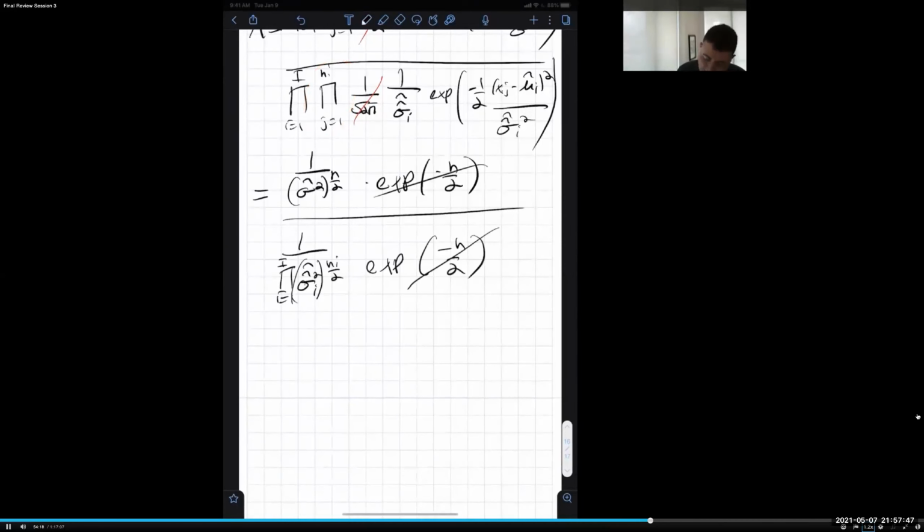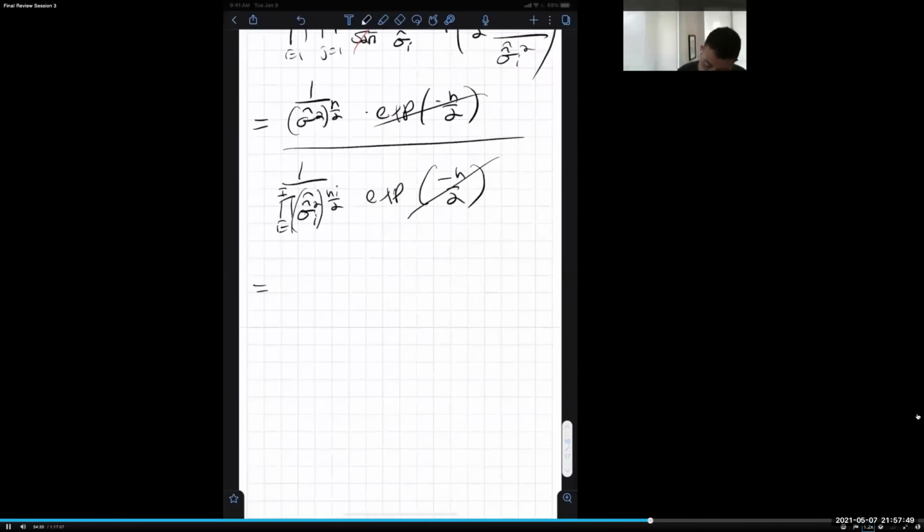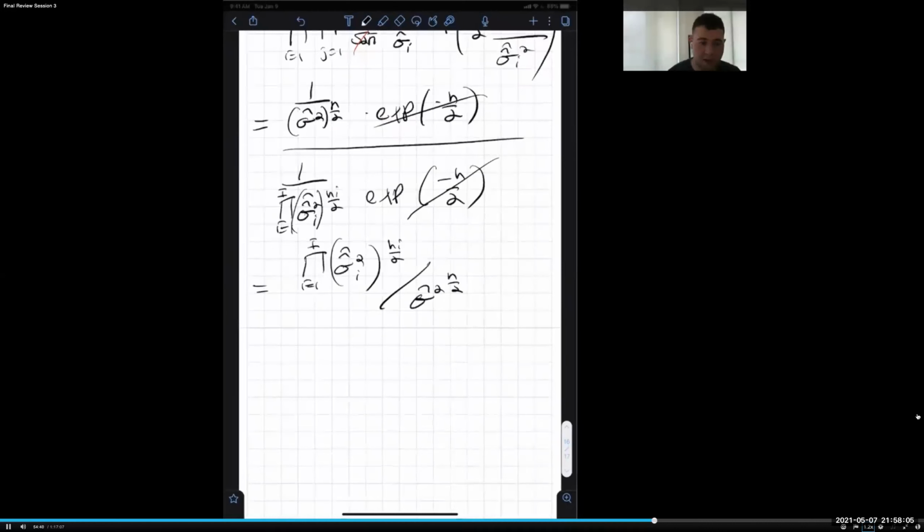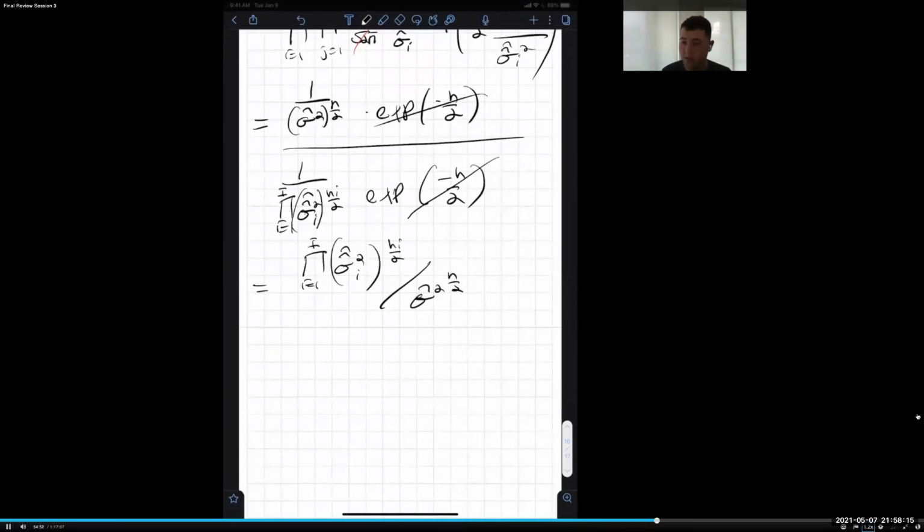So this cancels, and if we just flip them the way that they are, we get the product from I equals 1 to I of sigma hat squared I to the ni over 2, divided by sigma hat squared to the n over 2, which I believe is essentially what they have there, except they just replaced the estimates that I didn't write in. Are there any questions about this part?